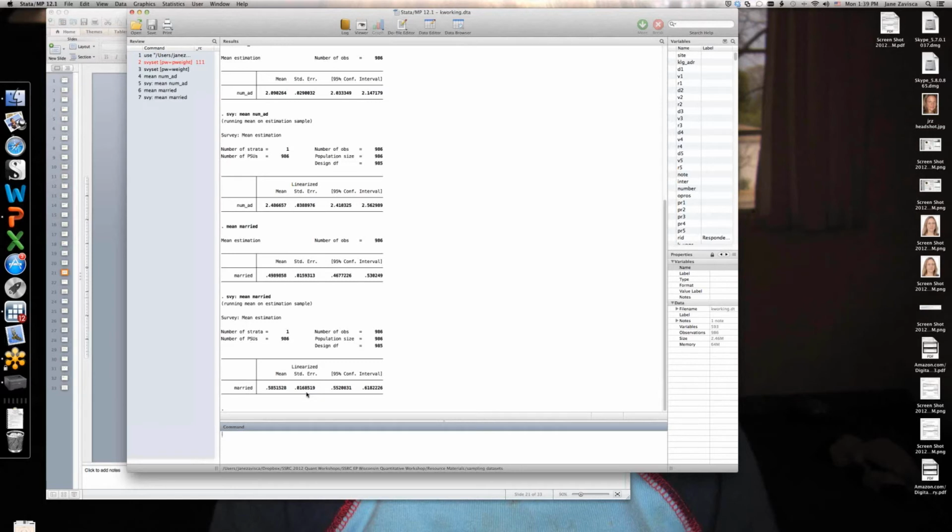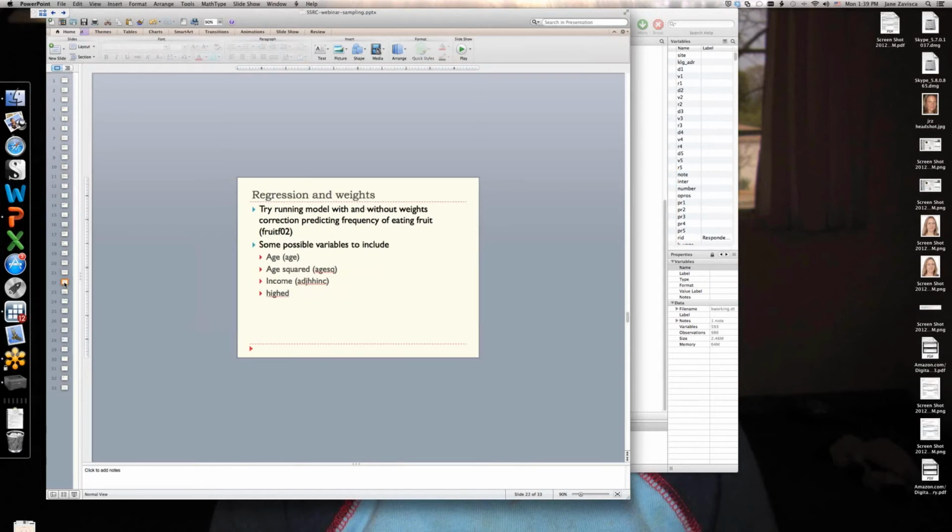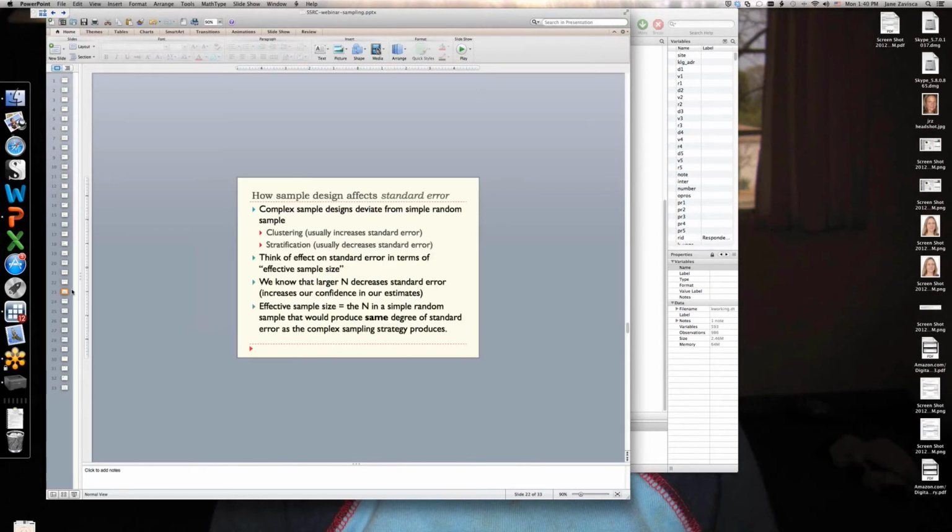Okay, so let me now move to the issue of... I'm going to skip this just because of time, but you could do the same thing with a regression. Okay, now what about sampling design and standard errors?